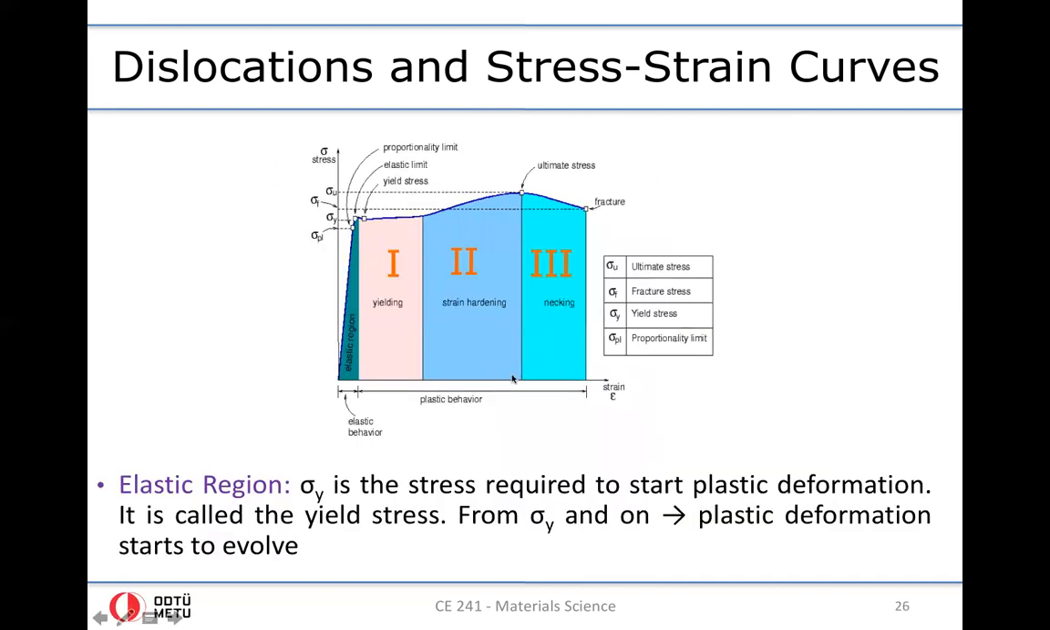So when you take a closer look at these regions, let's first take a look at the elastic region. Sigma y is the stress required to start plastic deformation, the macroscopically measured one. It's called the yield stress, okay, as we mentioned. And from sigma y on, plastic deformations start to evolve, okay? So before sigma y, before coming to this threshold value, if you unload the material, it will unload elastically without generating any permanent deformation.